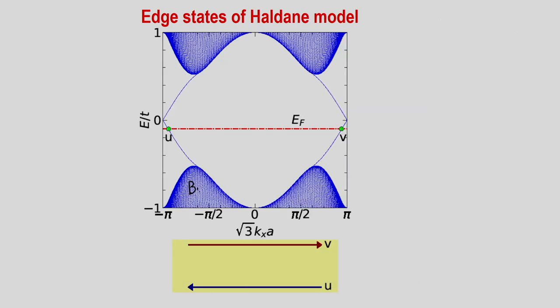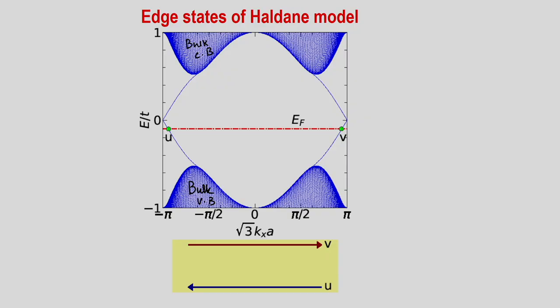So this is the bulk, and this is the bulk valence band, and this is the bulk conduction band. Okay, and you see that there are two modes that are getting split from the bulk, and they are crossing the Fermi energy, which will give rise to conductivity. And that's why topological insulators are interesting, because of their edge property. You see, the bulk behaves differently than the edges. Bulk has an insulating property, whereas the edges have a conducting property.